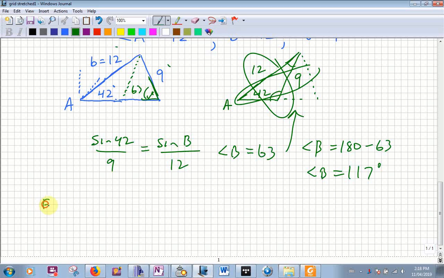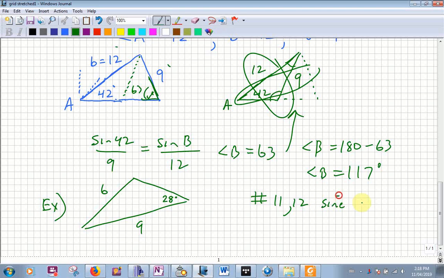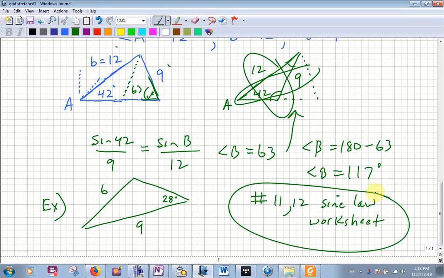So I'm going to give you one example here to do. And then 2 questions on that sine law worksheet. That's 28 degrees. I'll throw the answers up here in a sec for this. So that sine law worksheet I gave you a few days ago. 11 and 12, solve both ways.